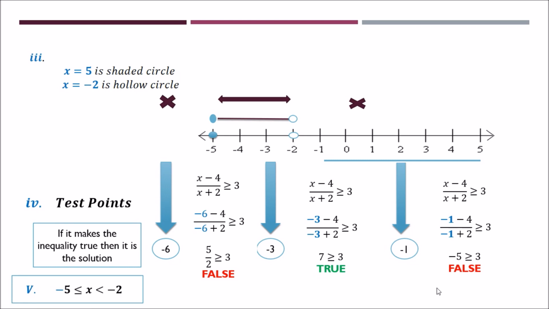So in step 5, we have to make our notation. From those solutions, we can say that our x is greater than or equal to -5 but lesser than -2, and that is our final answer.